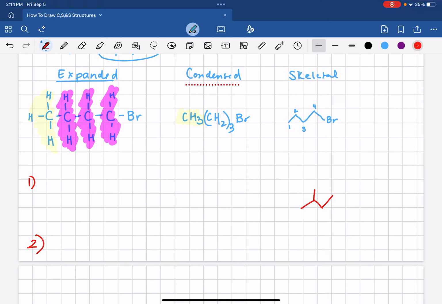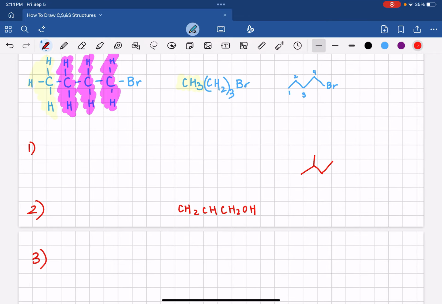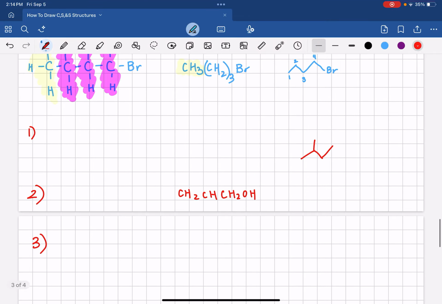And then for the second one, I'll draw the condensed structure, and you can draw out the expanded and the skeletal. And then for the last one, I'll draw out an expanded version. So I'll do CH.